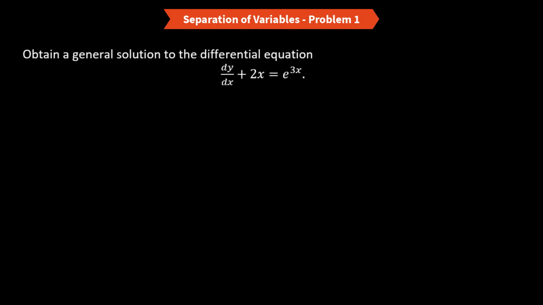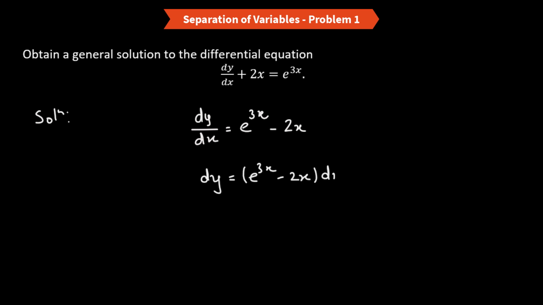So here we are provided with a differential equation, derivative of y with respect to x plus 2x is equal to e raised to the power of 3x. Rewriting this equation, we get derivative of y with respect to x is equal to e raised to the power of 3x minus 2x. Now separating the differentials, we get dy is equal to e raised to the power of 3x minus 2x multiplied by dx, and this is now in the separable form.